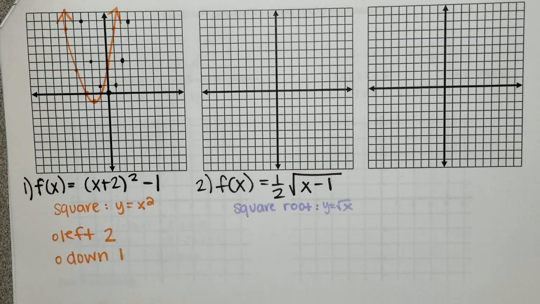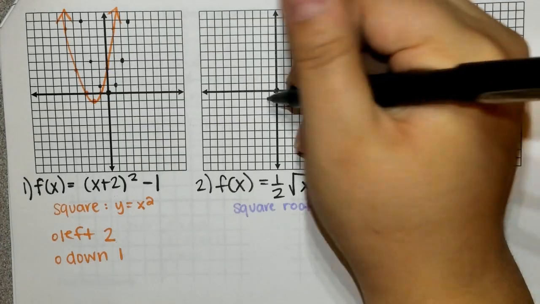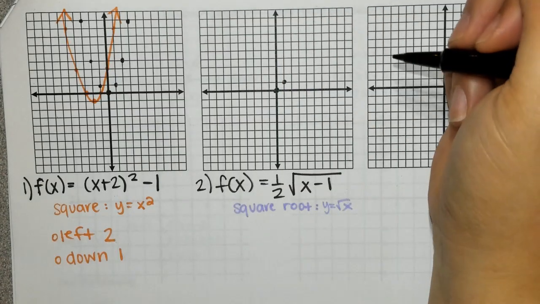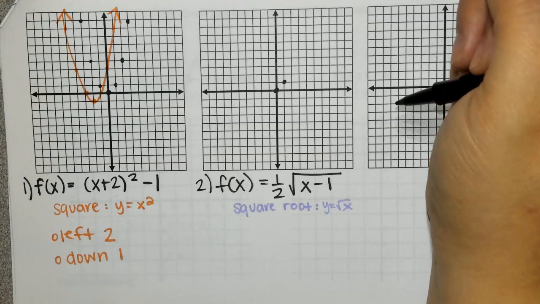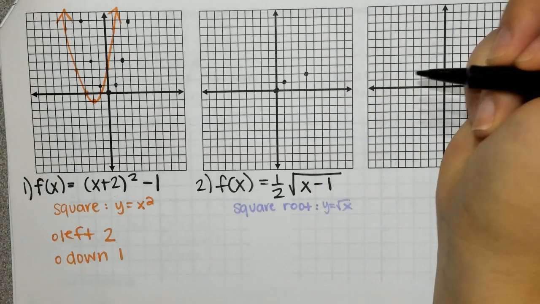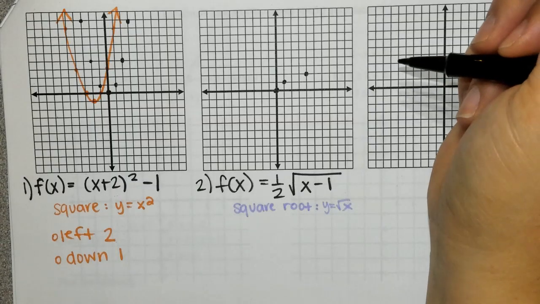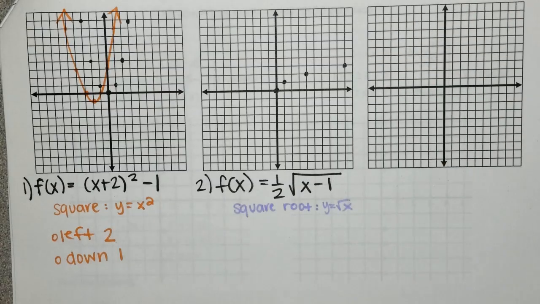And now I am going to plot the parent function. What's the square root of 0? Square root of 1? Do you know the square root of 2 or the square root of 3? So I'm not going to plot those points. What's the square root of 4? And then what's the next one that we know? The square root of 9 is? That is the parent function.